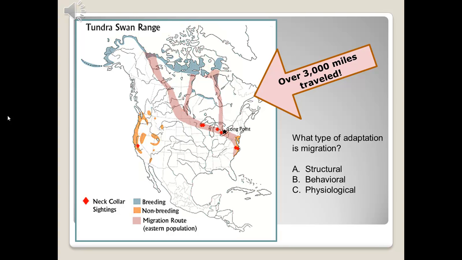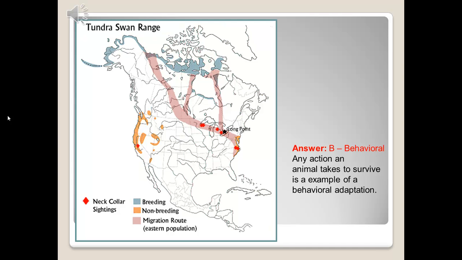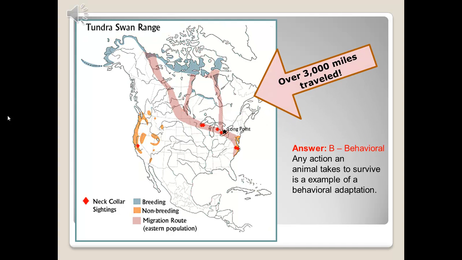Question: what type of adaptation is migration? A. Structural, B. Behavioral, or C. Physiological? Answer to the question is B. Behavioral. Any action an animal takes to survive is an example of a behavioral adaptation.